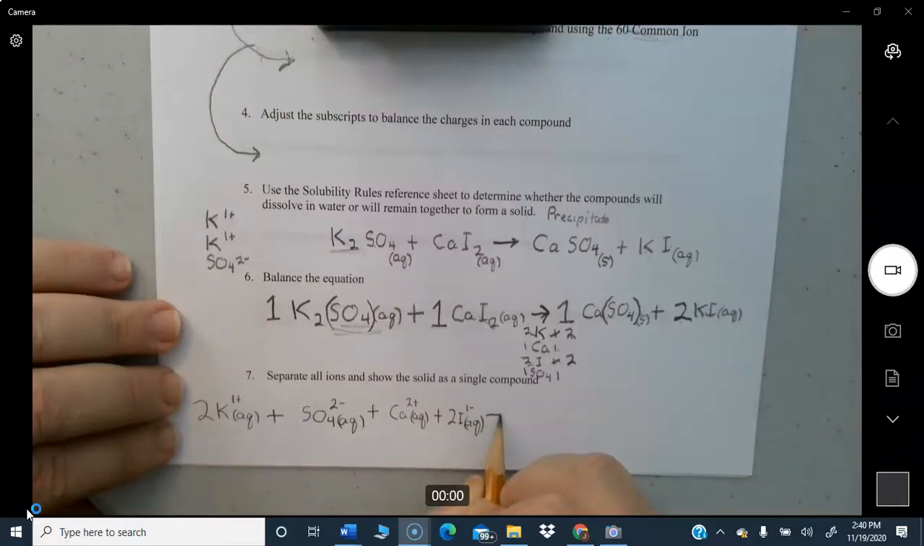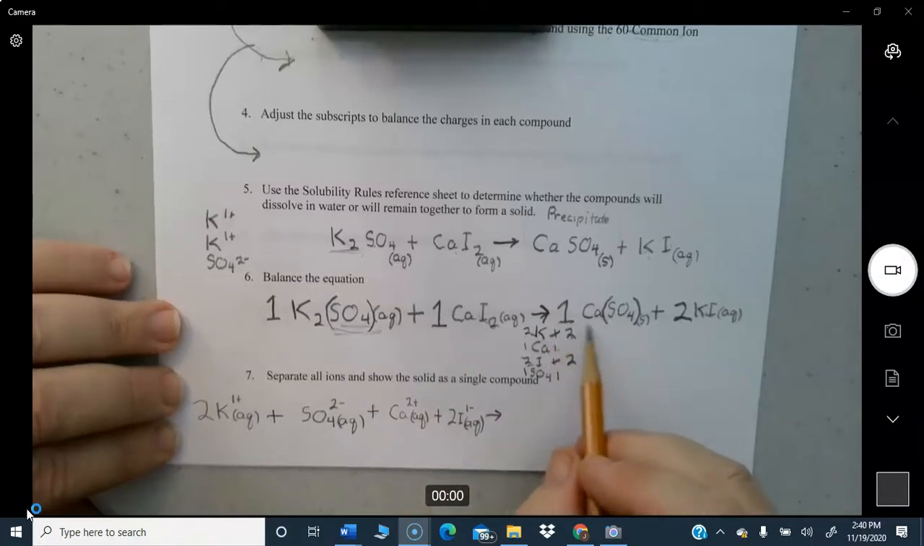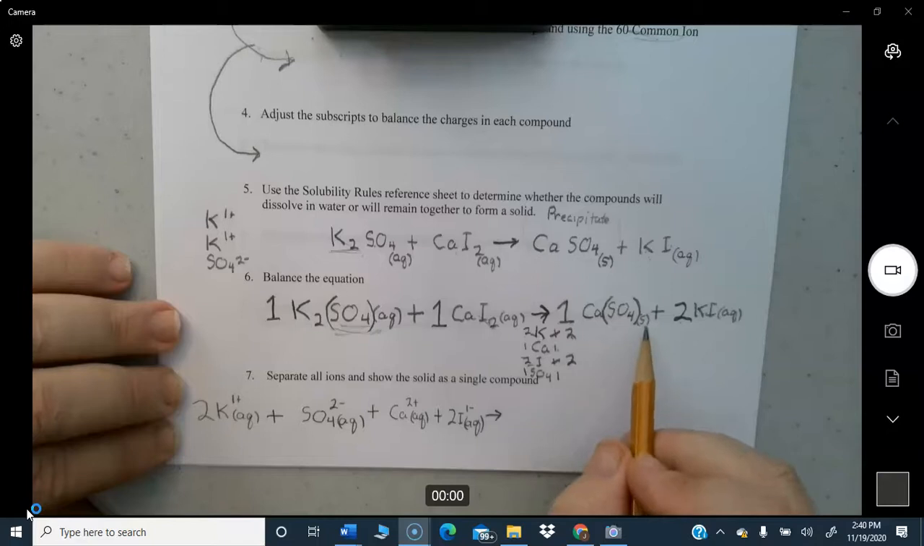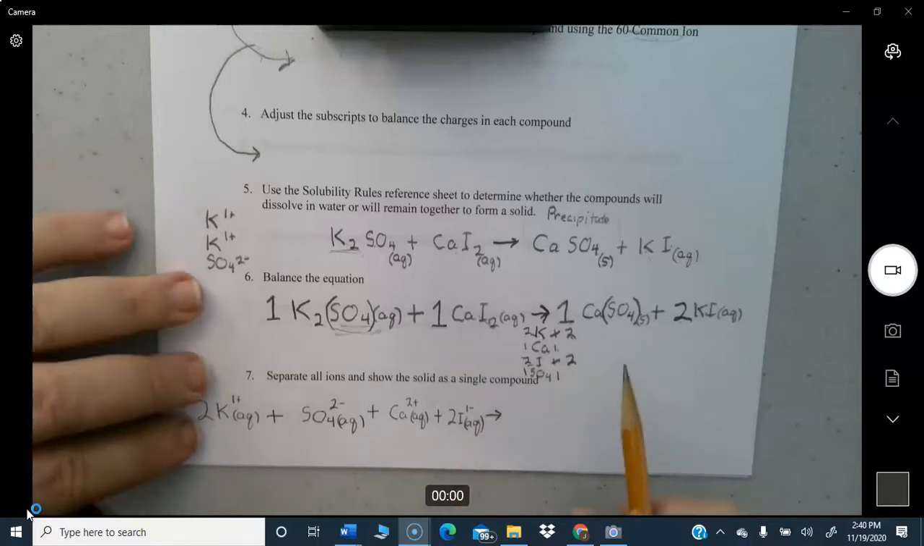Now we're ready to go to the other side of the arrow. I'm hoping I don't run out of space. Well, this is going to help us. This does not break up. This is a solid, so that's not ionized. That's going to stay together. They're going to get put together in water, and they're going to stay together.